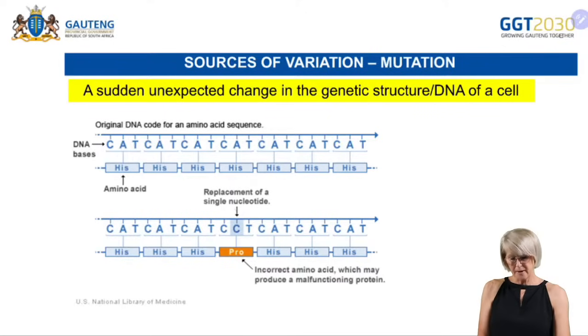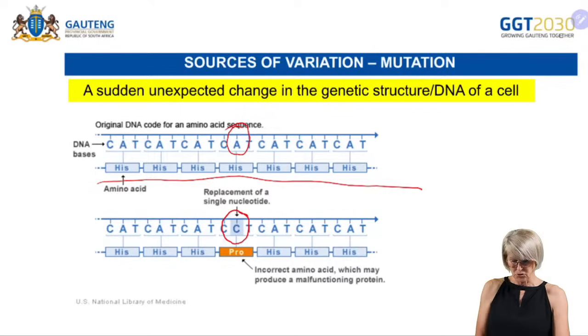If we have a look at this one here, in this sequence of the DNA, we have an A, and in this one, when the replication took place, it was misread and replaced by a cytosine. So the adenine has been replaced by cytosine, and as soon as we change the codon, from DNA to RNA, we change the amino acid that is coded for.